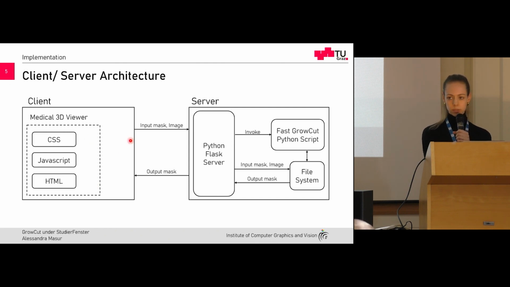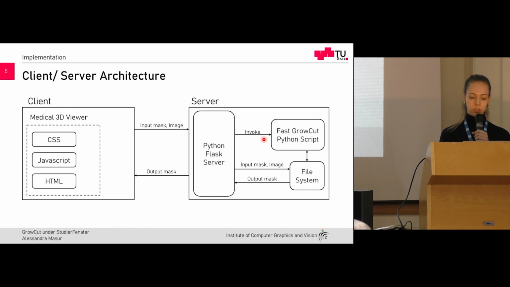Now, the input mask that is then selected by the user and the original image are sent to the server side. The communication between client and server is done via AJAX requests. Those are handled by a Python Flask server on the server side. So the Flask server receives input mask and image, it stores it in the file system, and then it invokes the Fast GrowCut Python script.